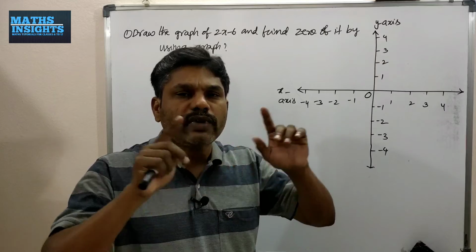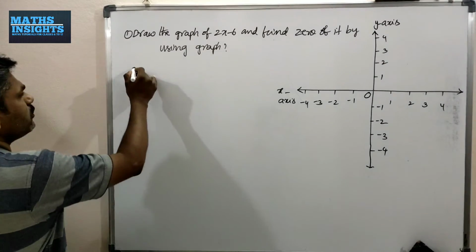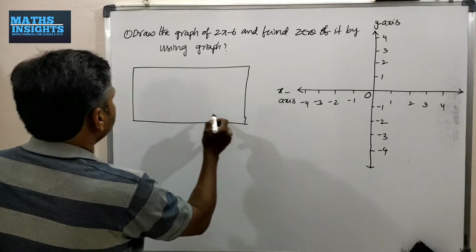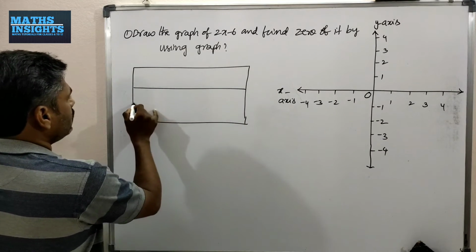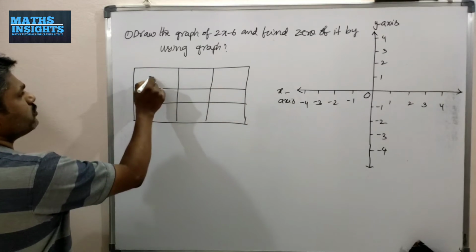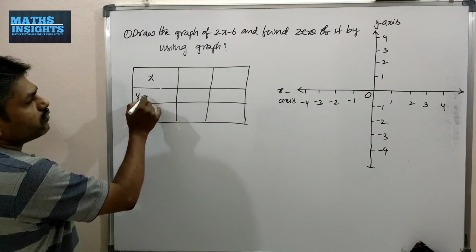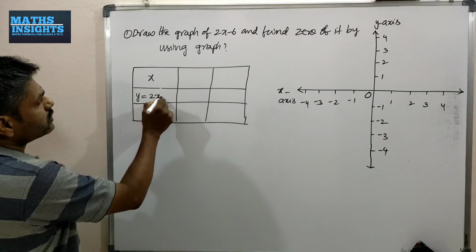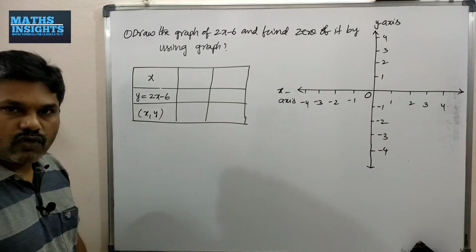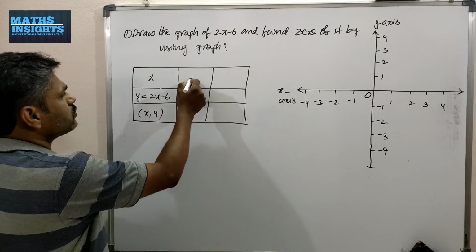So you have to prepare a table to find the points. So I am drawing a table like this. All of you have to draw a table like this, then it will become very easy. See, I am assuming an x value. Whatever value I assume, I will find the value of y accordingly. y equals 2x minus 6. Then you have to write the coordinates of the point in these two boxes. Now I am assuming x equals 1.